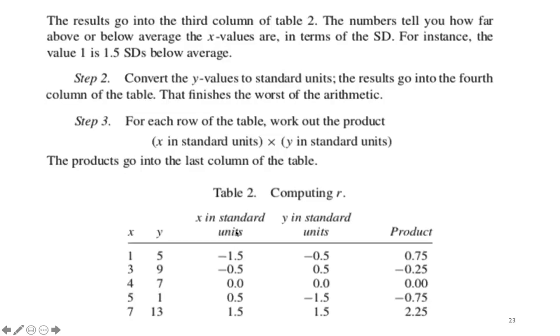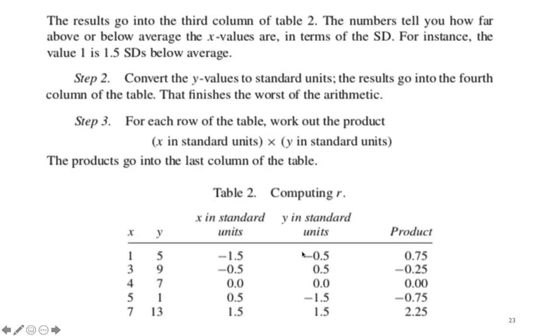The third column, again, when we do this computation, we always want to do a table. This column is the x in standard units. Convert all the x's into standard units. The next one is all the y in standard units. Convert all the y values into z-scores. Again, subtracting the average divided by the SD. And finally, the last column is the product of the x and y in standard units.